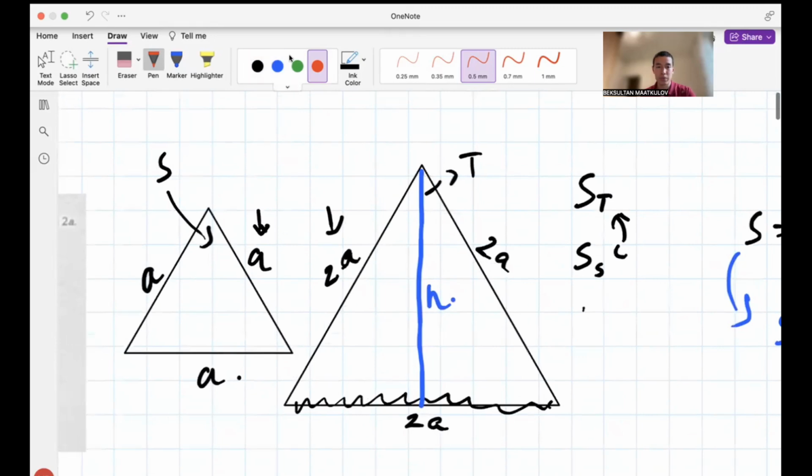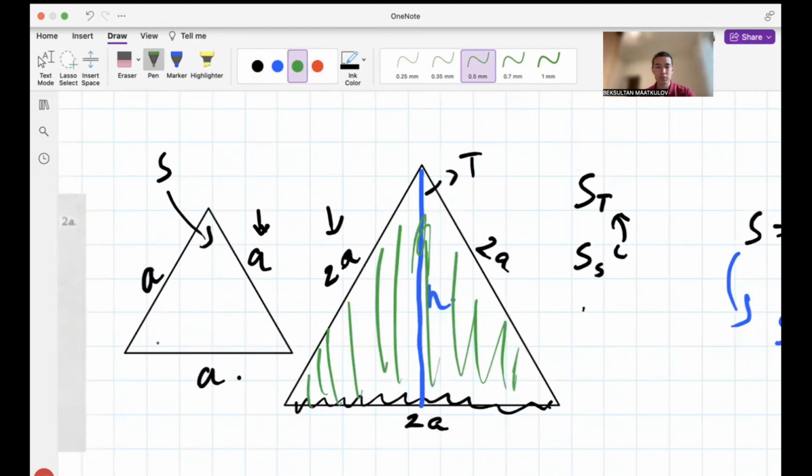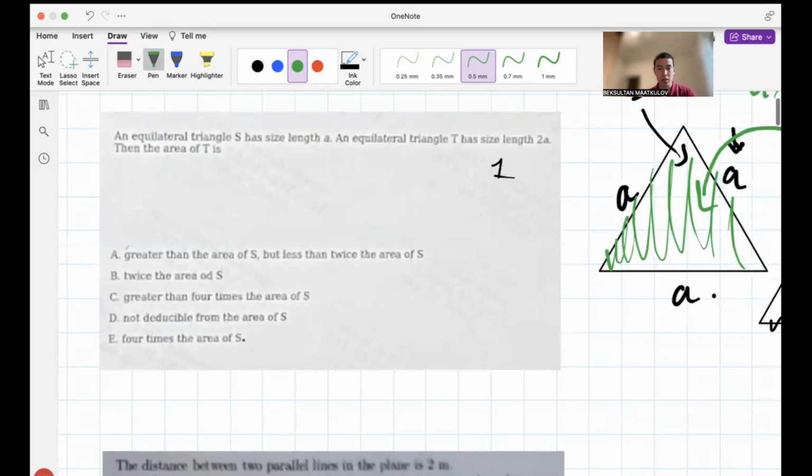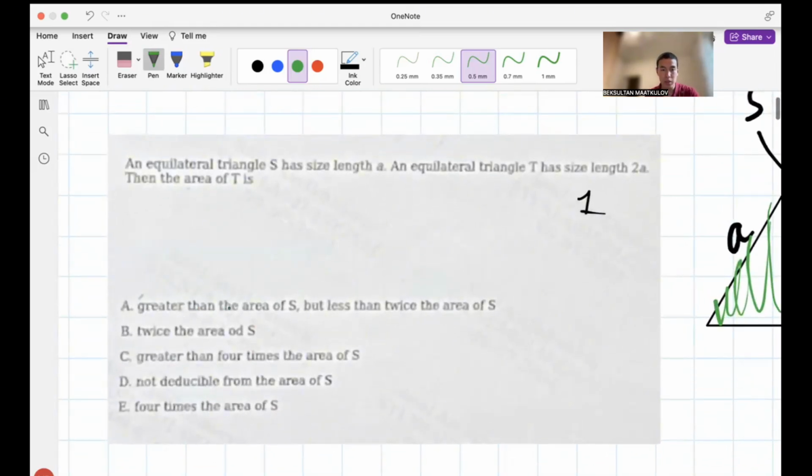So basically, the difference is 4. The area of the second one is 4 times the area of the first one. And let's see the answer options. A: greater than the area of S, but less than twice the area of S. This is wrong, because we know that it is 4 times the area of S, but it says less than twice.